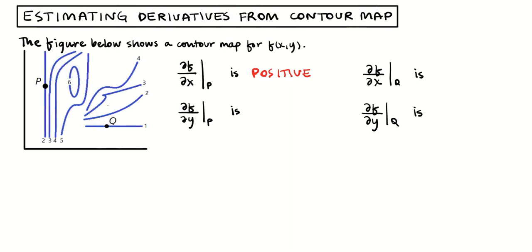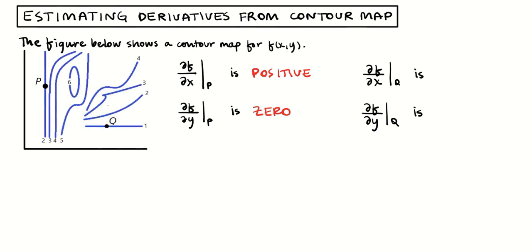df dy at point P is like, well, what's going to happen to the function when I let y increase by a little bit? But when I let y increase, I'm still on the same contour, still on the same level curve. Z still equals 2. So it looks to me like z is not changing when I change y, so I'm going to say this derivative is 0.